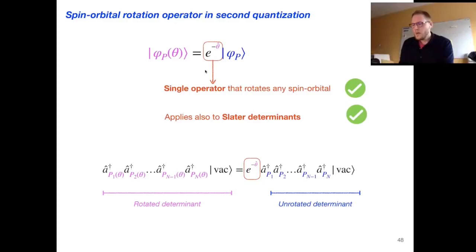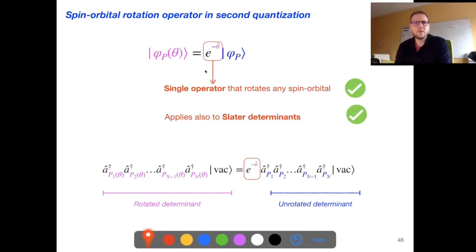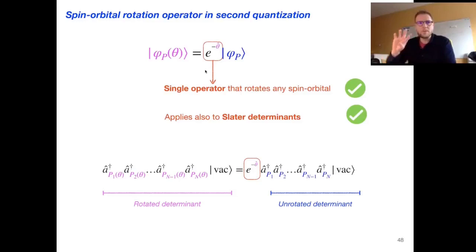What do I mean? Let's say you want to construct the Slater determinant here on the left-hand side. This is the second quantization way of writing things, and you construct it with your rotated orbitals. Now you wonder how it connects to the Slater determinant that I would construct with the unrotated orbitals. Well, you use the same operator. You apply this exponential minus theta in front of it and it's done. So it's very convenient from that point of view. It's a very elegant way to write down the rotation of orbitals inside a Slater determinant.